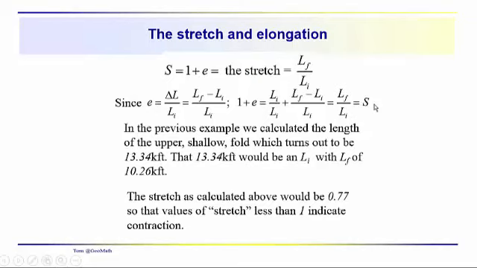So in the previous example, we calculated the length of the upper shallow fold. That turned out to be 13.34 kilofeet. And so that 13.34 kilofeet would be our L sub I, and the L sub F would be 10.26 kilofeet, which would give you a negative elongation. So the stretch is calculated above. If we just compare the final length to the initial length, it would be 0.77. So values of stretch less than 1 indicate contraction.